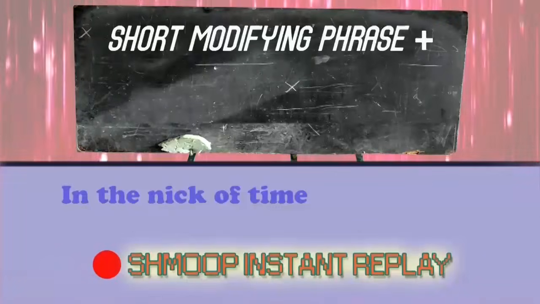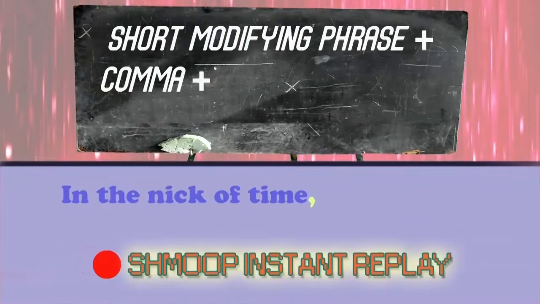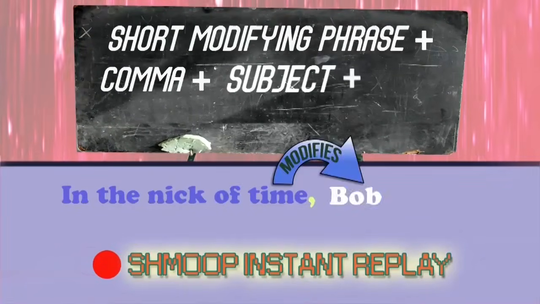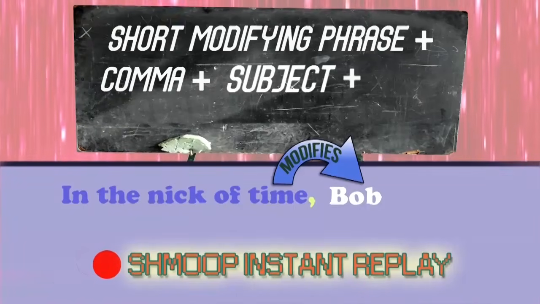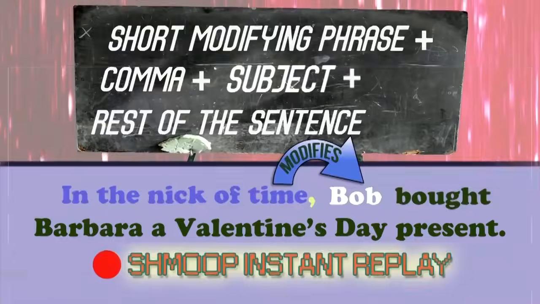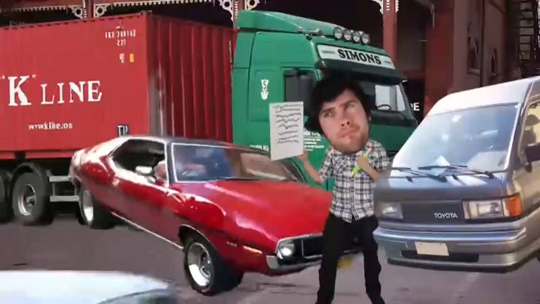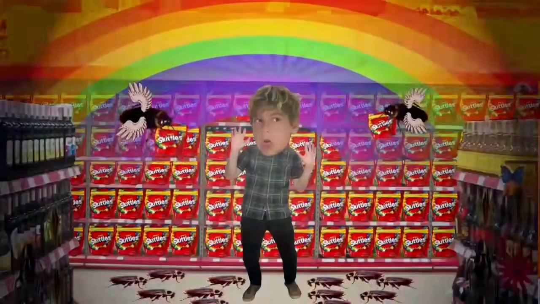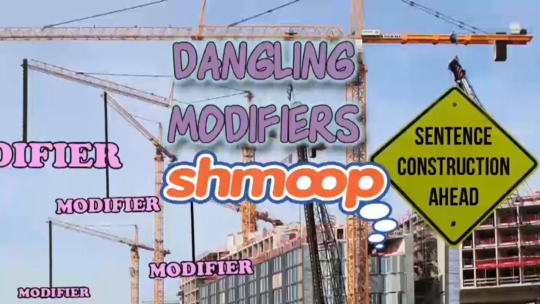Remember, a grammatically correct sentence with no dangling modifier in sight should look like this. Short modifying phrase, plus comma, plus the subject being modified, plus the rest of the sentence, equals a sentence you can understand. Anyway, pay attention to what you're writing, and you should easily be able to avoid those dangling modifiers. Vicious roaches lurking in the candy aisle, however, may prove a bit more difficult to escape.